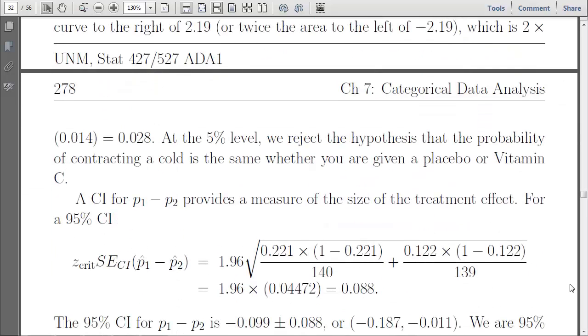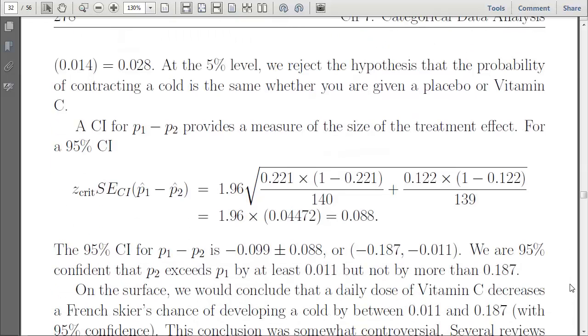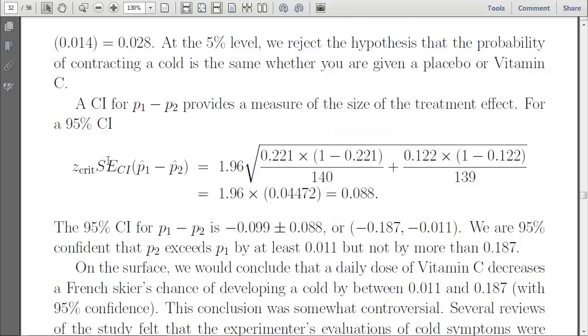All right. If we calculate a confidence interval, so we want to know basically how different are these two groups, we've got the same estimate, which was about 10% of the difference. We can calculate the margin of error as 1.96 times the standard error. Calculate all this out, we get 0.088, and this confidence interval is negative 0.099 plus or minus 0.088, and so the range is roughly negative 19% to negative 1%.